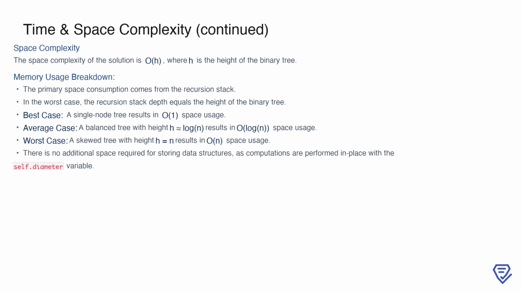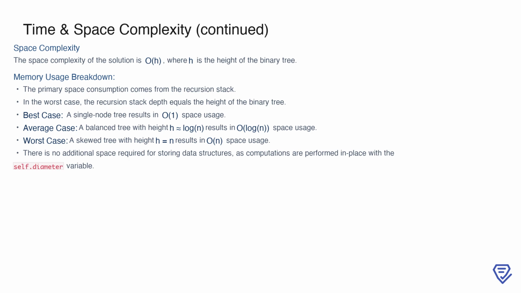Now, let's look at the space complexity, which is O(h), where h is the height of the binary tree. The main contributor to space usage here is the recursion stack. The depth of the recursion stack corresponds to the height of the tree. In the best case, with a single node tree, the height is 1, and the space usage is O(1). For a balanced tree, where the height is approximately log n, the space complexity becomes O(log n).